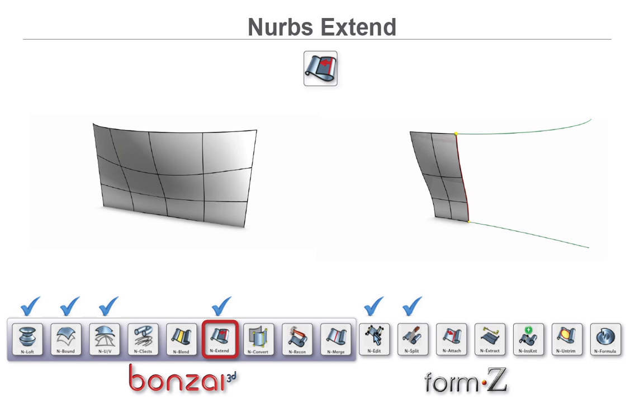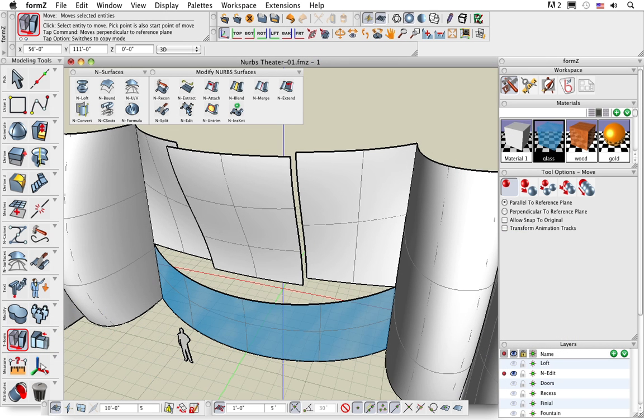And it is not just moving the segment. What it is, it's actually moving the edge of the surface, and it maintains the mathematical curvature of that entire surface. So let's see how this works in our project.